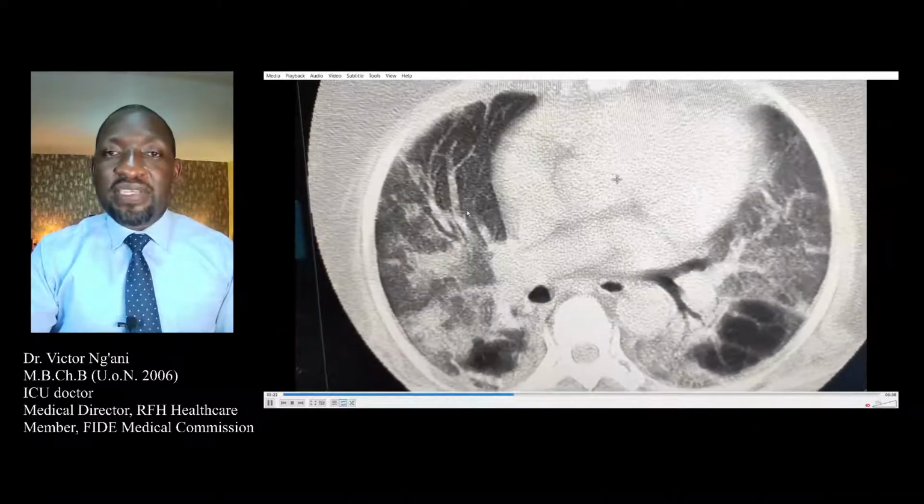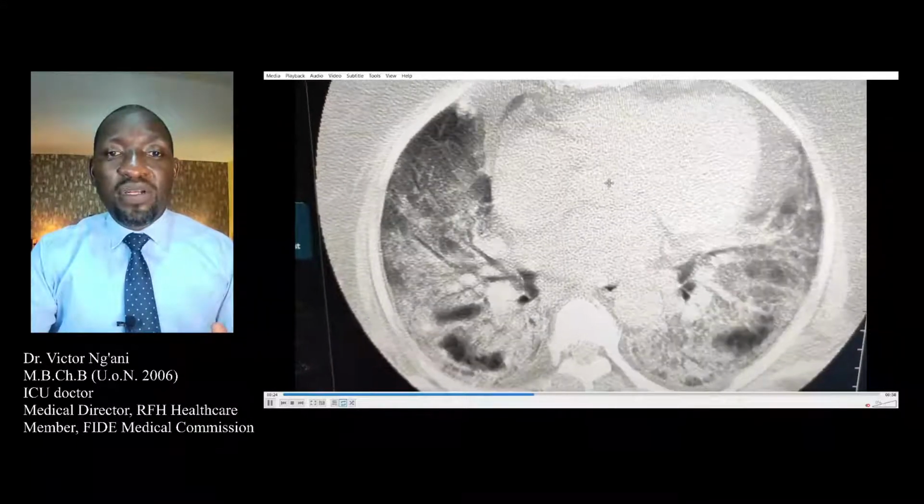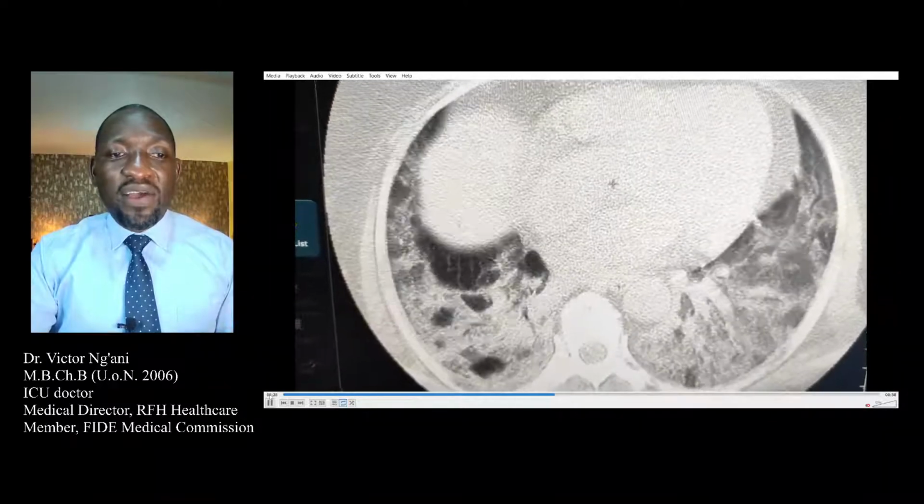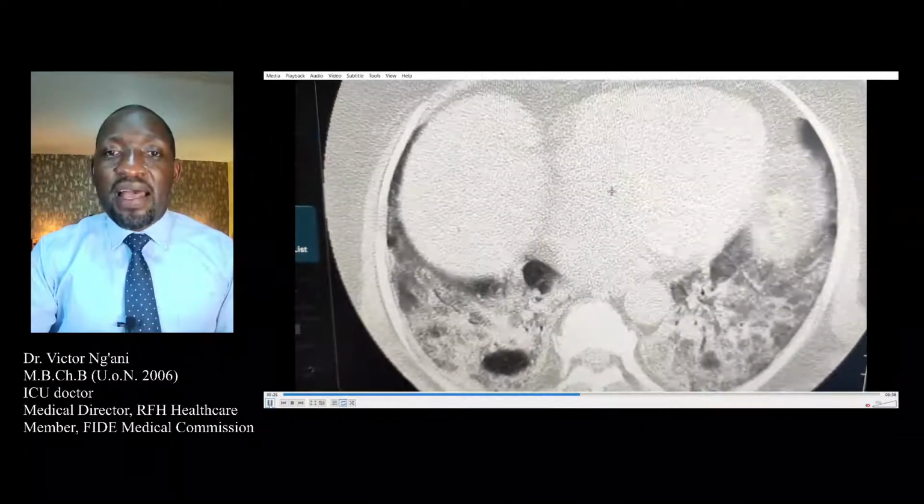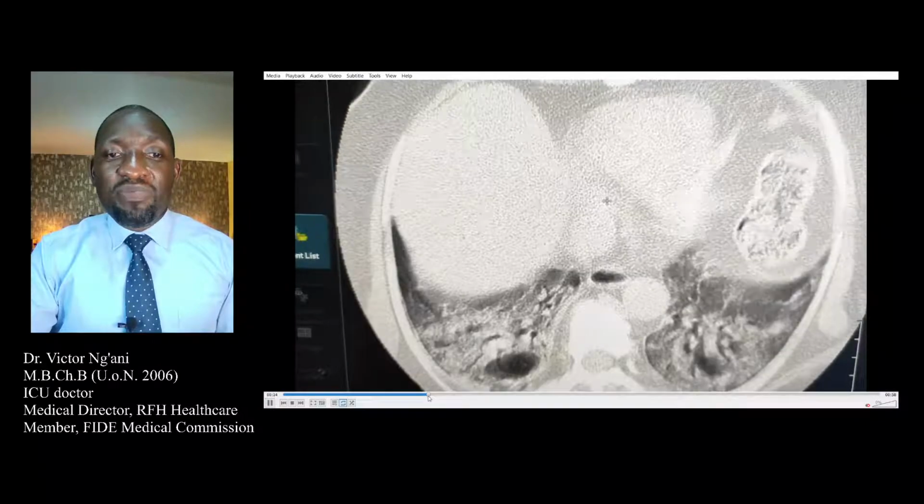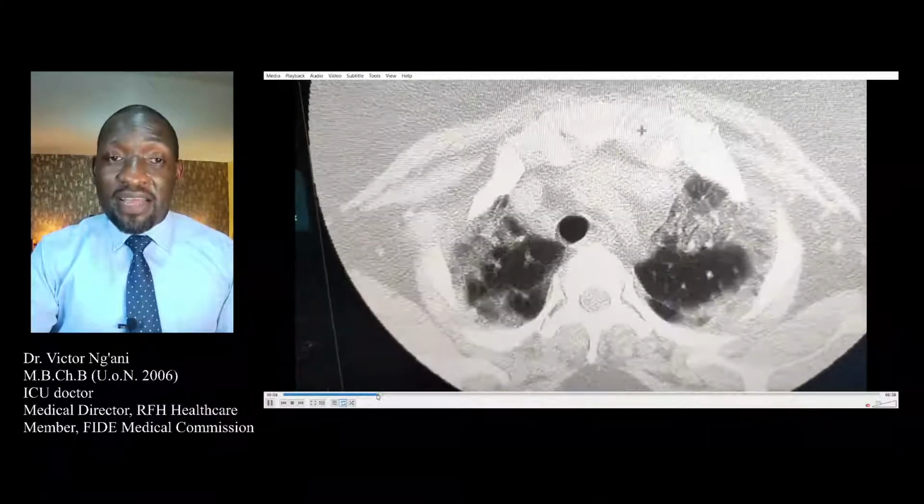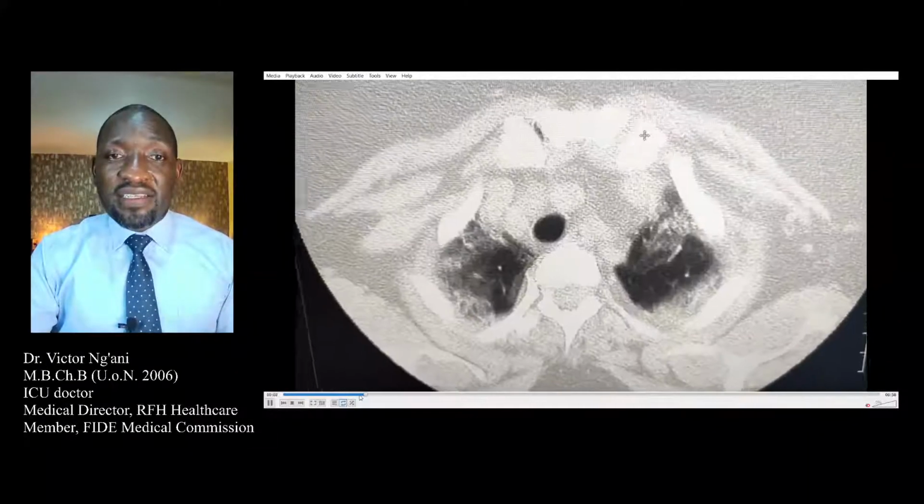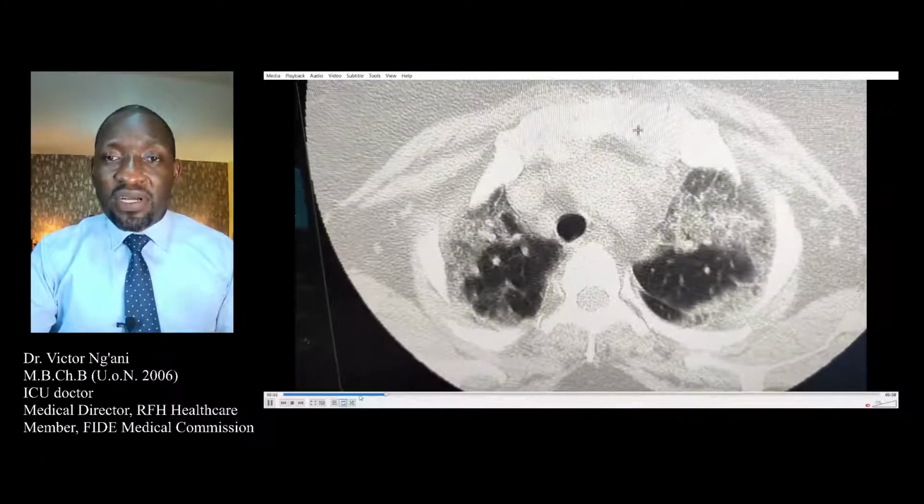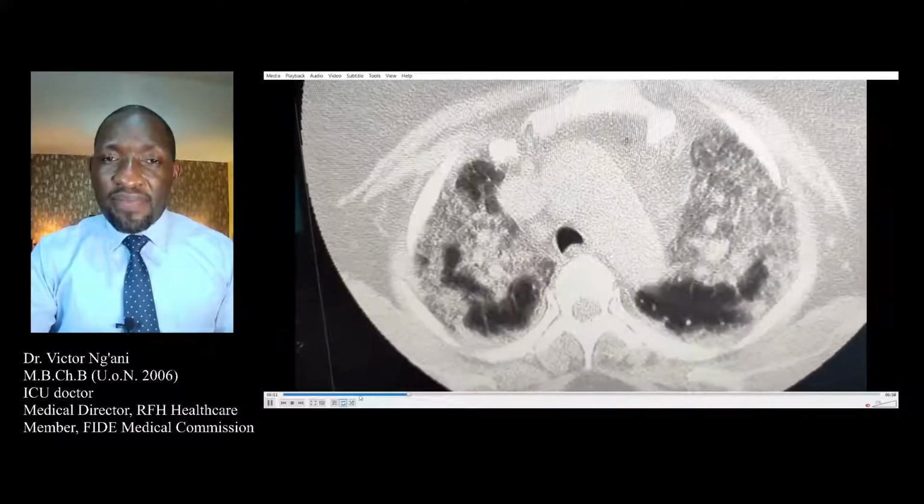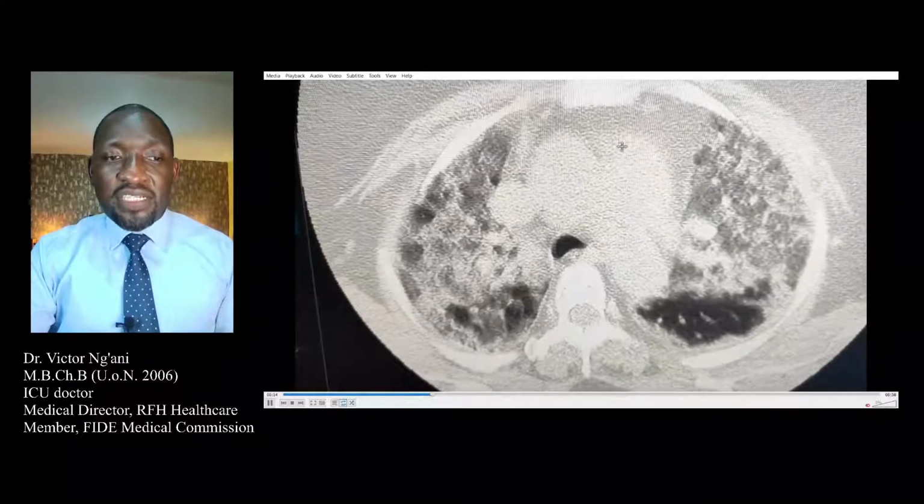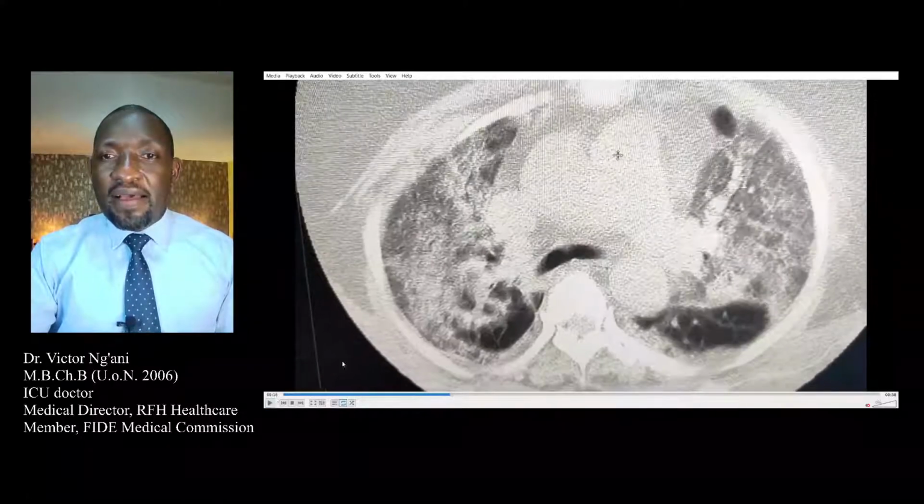Oxygen saturations are way below what they should be. The patient is getting tired, organs are becoming dysfunctional, and essentially this patient really has a tough time and requires urgent assistance. This is critical, and the patient definitely requires some form of support in terms of ventilation.